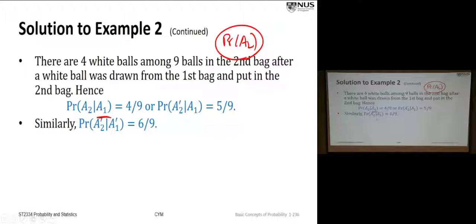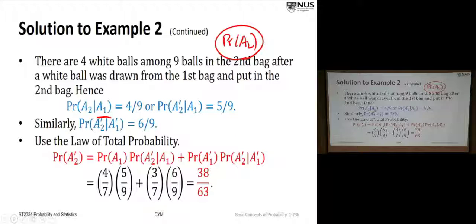Now what happens if the ball you drew from the first bag is not a white ball but a black ball? You put it inside the second bag. So now altogether you have 9 balls, but out of this, there are altogether 6 black balls. All right. So under the law of total probability, I can compute the probability of a non-white ball. That means a black ball taken from the second bag.